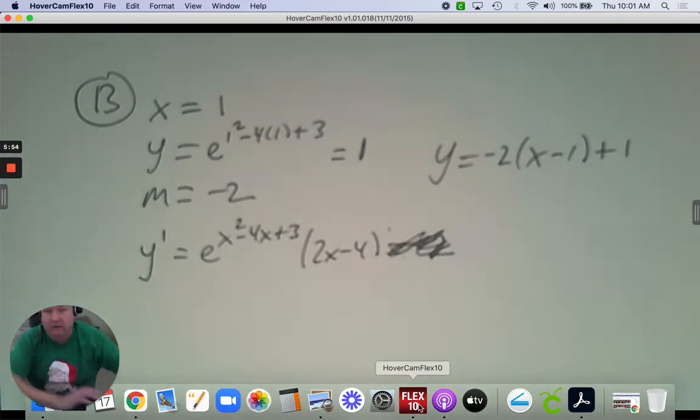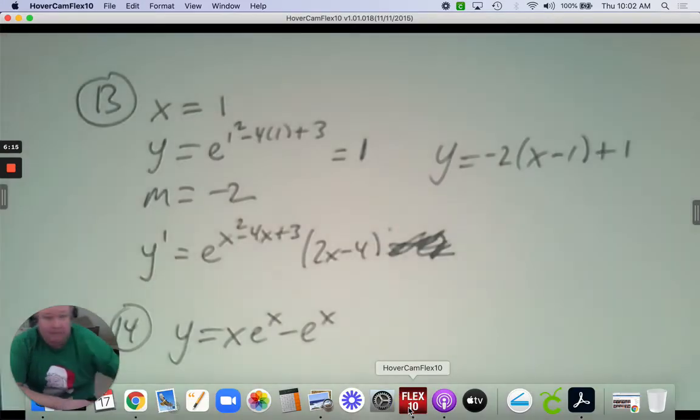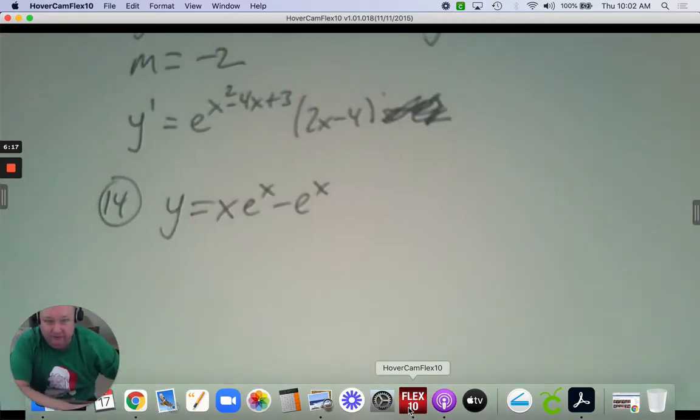All right, number 14. It says, find the domain of y equals x times e to the x, subtract e to the x, intercepts, extreme points of inflection, and then sketch it without a calculator. Here we go. So let's just break this down.